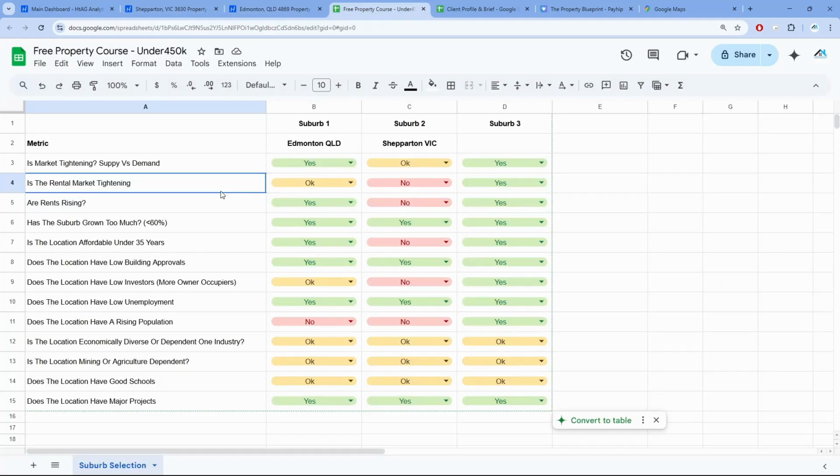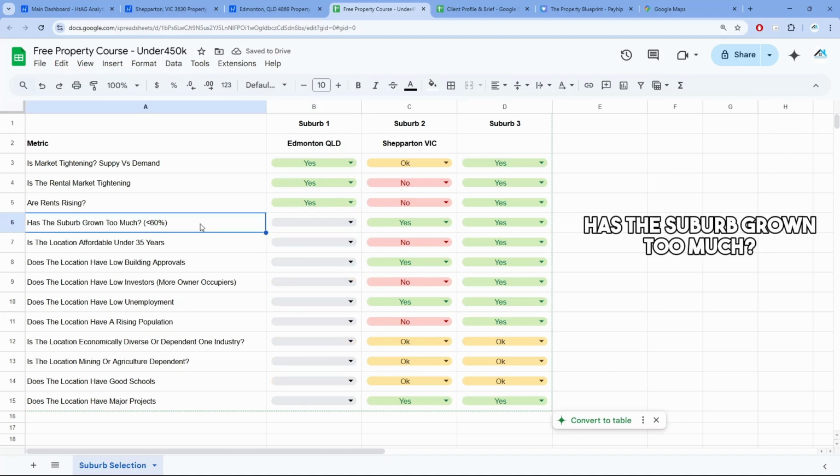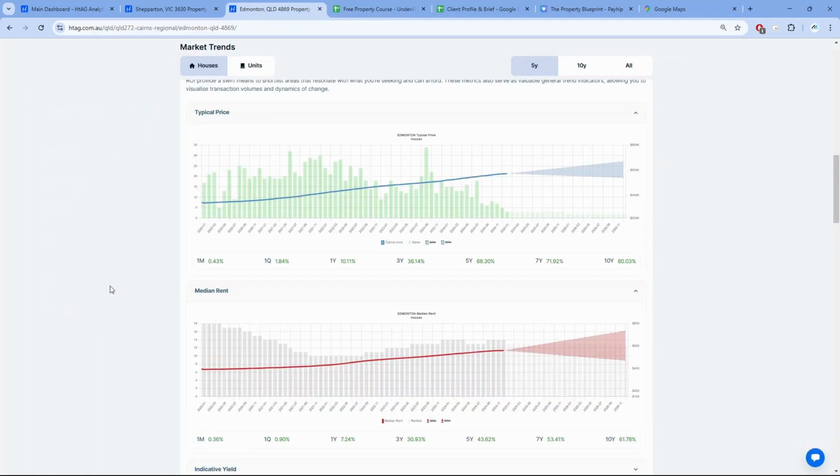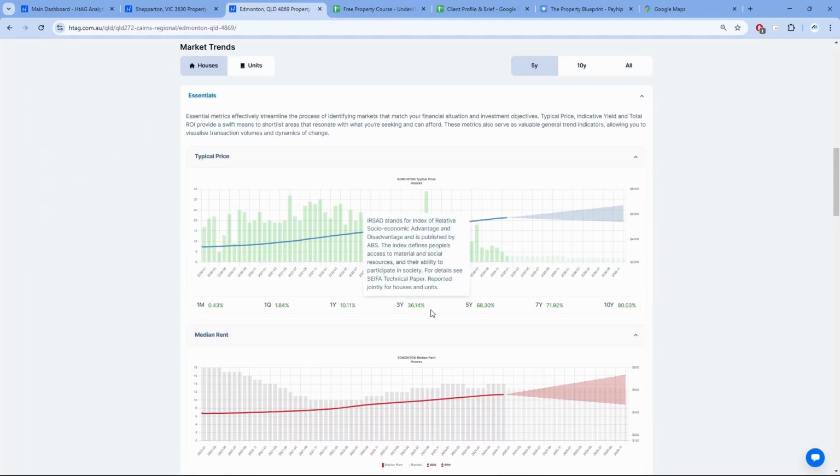And as we can see, the rents are rising. And so we want to look at these two metrics here, and we can say, okay, yes, the market is tightening, and yes, the rents are rising. Now we look at, has the suburb grown too much? One of the things I like to look at is, have we passed the peak of the market? Over the past 3 years for Edmonton, we can see there's only 36% of growth. So it's less than 60%, so it's good.